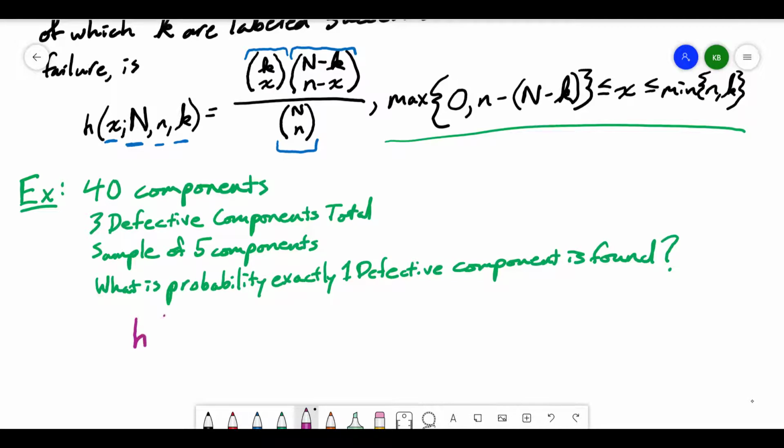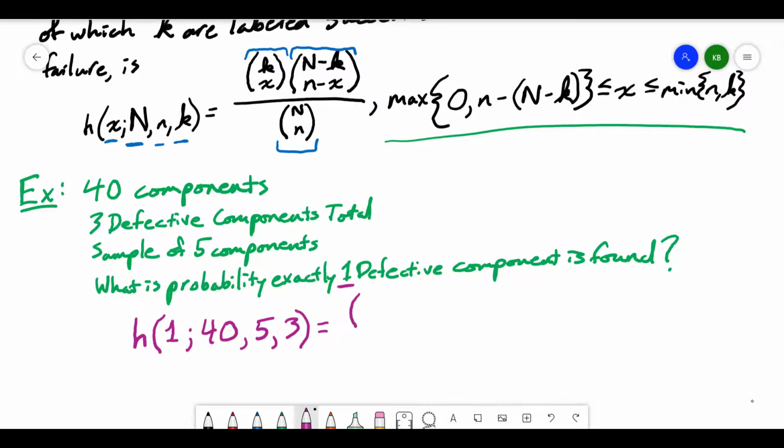So if I fill in my values here, x is the number that I'm curious about finding, so that's 1. Capital N is my population, so in this case I have 40 components that I'm choosing my sample from. Lowercase n is the size of my sample, so I'm choosing 5 components. And k is the number of successes that are available to me in that population. So there are 3 defective components there, and that's what my success is.